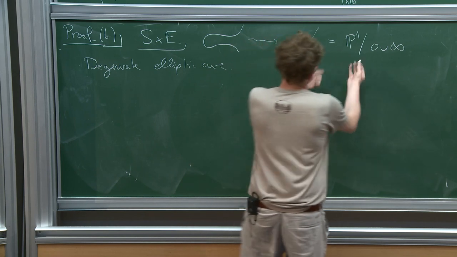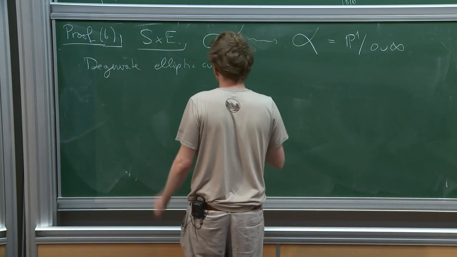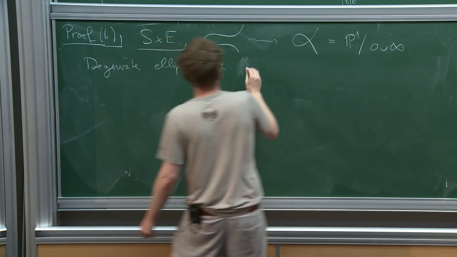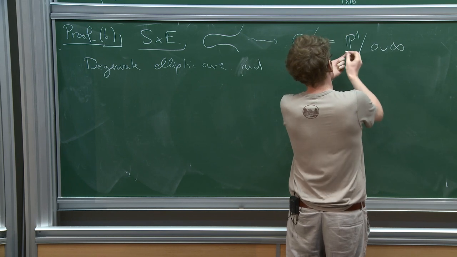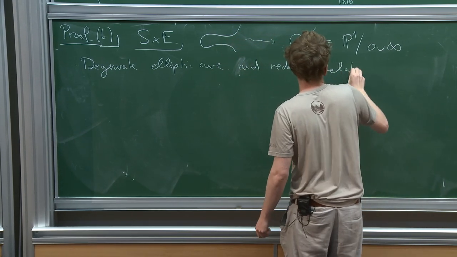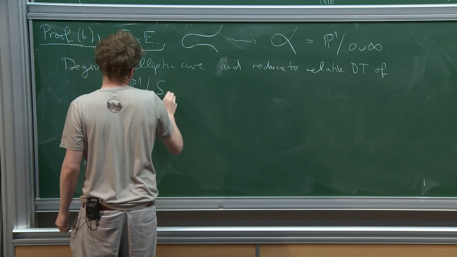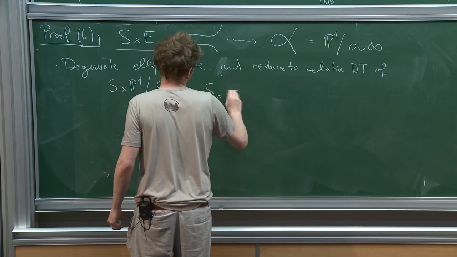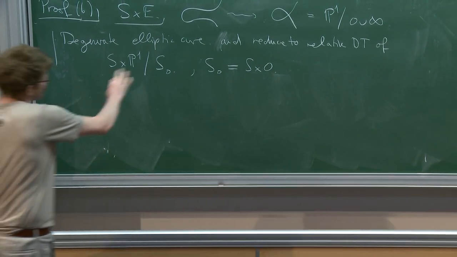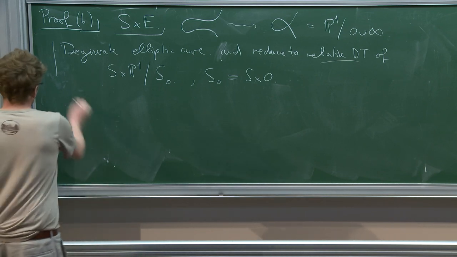The degeneration formula lets you reduce to K3 surface times P1 relative to two fibers. And then with some more work, you can actually reduce to the case where you have K3 surface times P1 relative to one fiber. So degenerate the elliptic curve and reduce to this relative DT theory of the surface times P1 relative to the fiber over zero. So here S0 is the fiber. I will not discuss this, but this is a standard technique. Don't worry about the relative DT; it will disappear in a second. We just reduce the problem to absolute DT in the end. So this is step one.